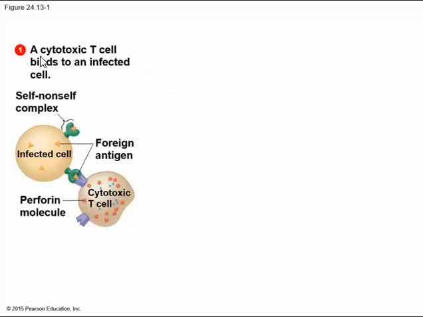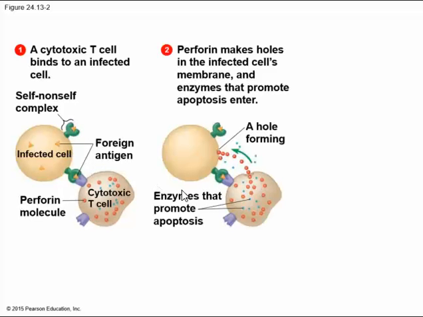So here we have a cytotoxic T cell binding to an infected cell. It binds to the self-non-self complex. It releases perforin to punch a hole, and then enzymes that promote cell death, apoptosis.